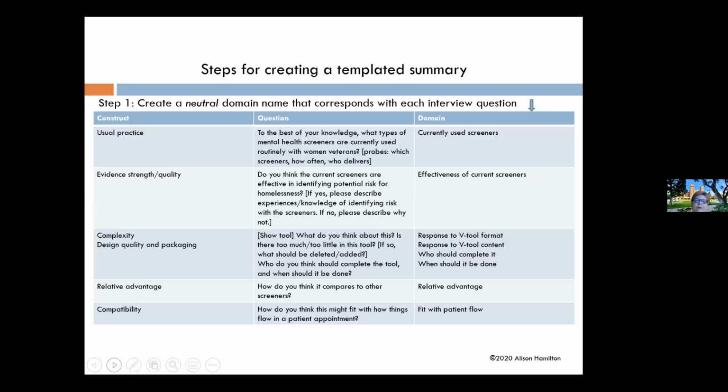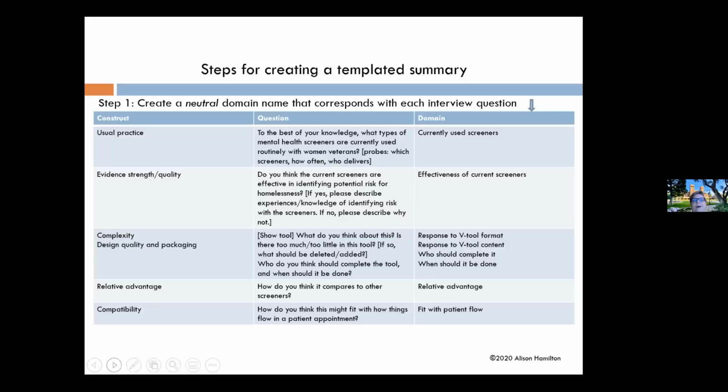You'll see that for the questions about complexity and design quality, there are a few questions. And because this is at the heart of what we were trying to do with this tool, which was figure out what it should look like, what it should contain, who should do it, and when it should be done, we actually developed four domains for this set of questions. Sometimes there's going to be a one-to-one correspondence. Sometimes there's going to be more than one domain per question. It really is about making the template useful for you. So there isn't one way to do it.